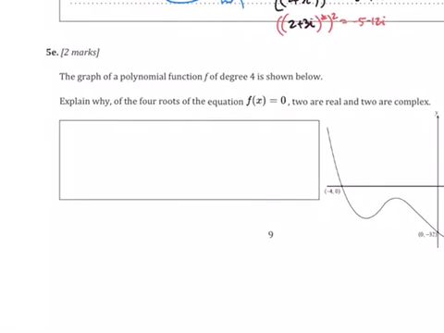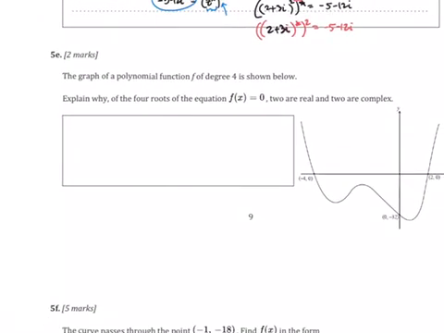Okay, part E. Part E is giving us a polynomial of degree 4, which means it has 4 roots. Although we see it only has, based on its graph, 2 real roots, here at negative 4, 0, and 2, 0. That means there's 2 imaginary roots somewhere.